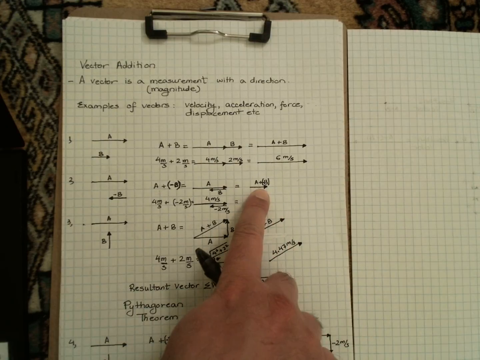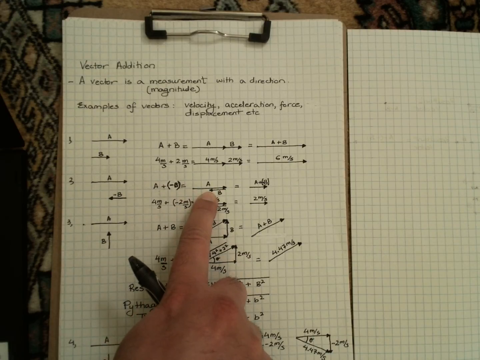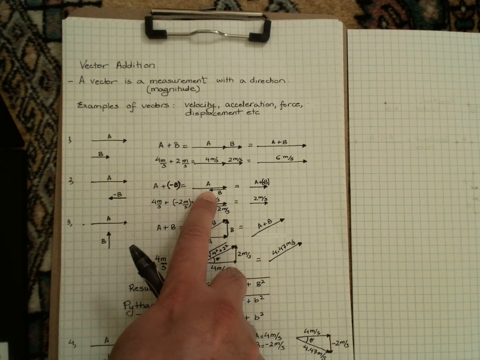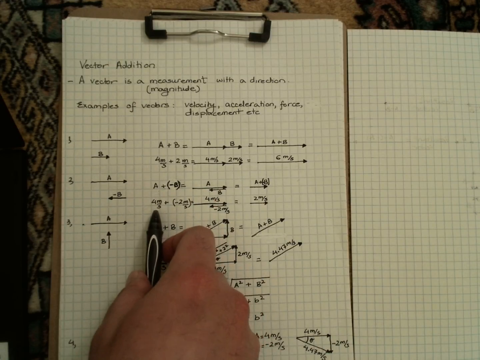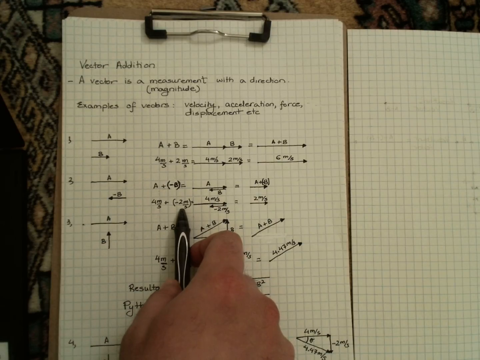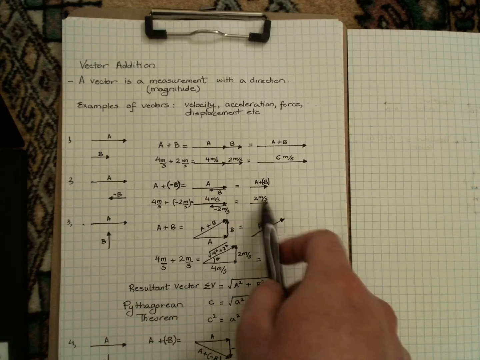The resultant vector basically fits in from the beginning of A to the end of B. So this vector is basically what's left right here. So this is the resultant vector. If I had numbers to place in this example, vector A is 4 meters per second, vector B is negative 2 meters per second.